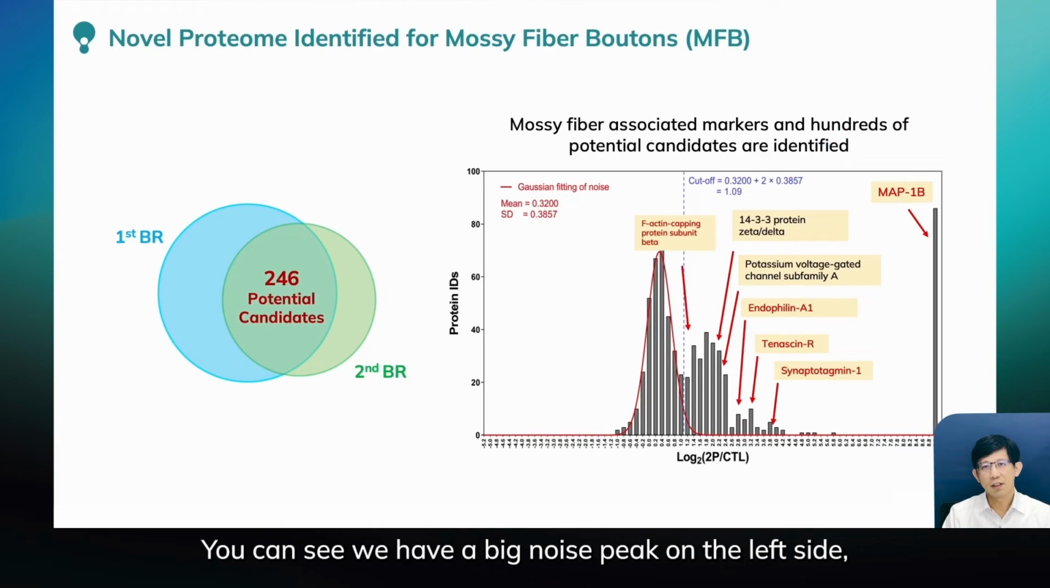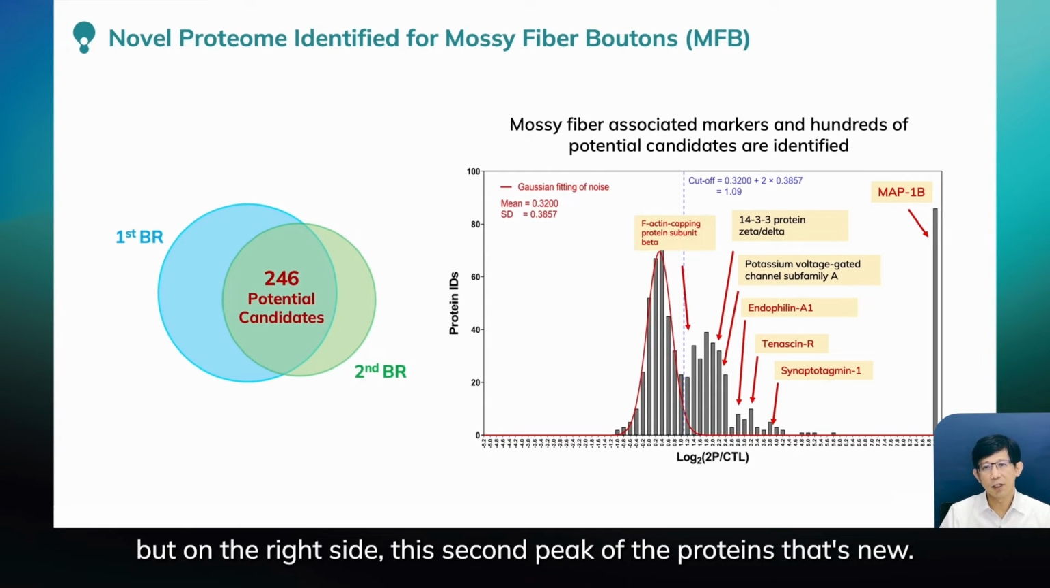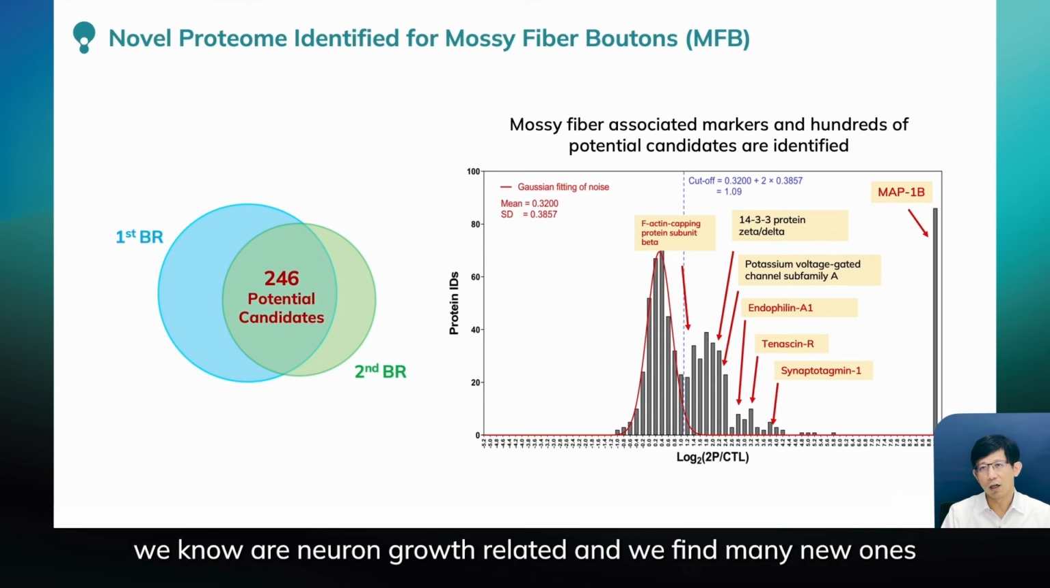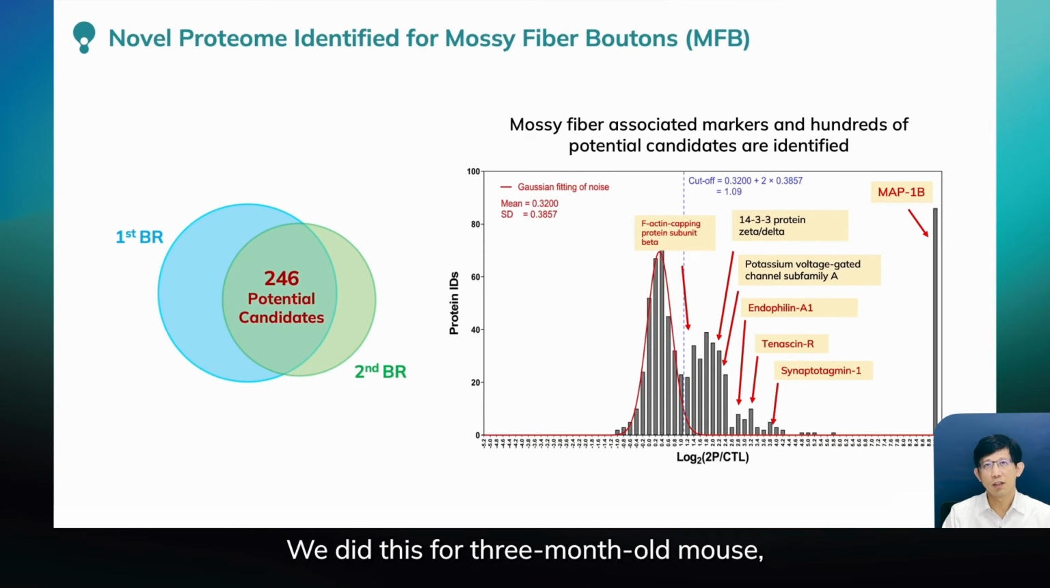And you can see we have a big noise peak on the left side, but on the right side, this second peak are the proteins that are new. Here the x-axis is the ratio between the photo-labeled versus unlabeled. We take the ratio of these two to see which proteins are enriched. Many of the enriched proteins that we know are neuron growth related, and we find many new ones that are worth further study. We did this for 3-month-old mouse and 6-month-old mouse, and then compared the proteome change related to neuron growth at different ages.